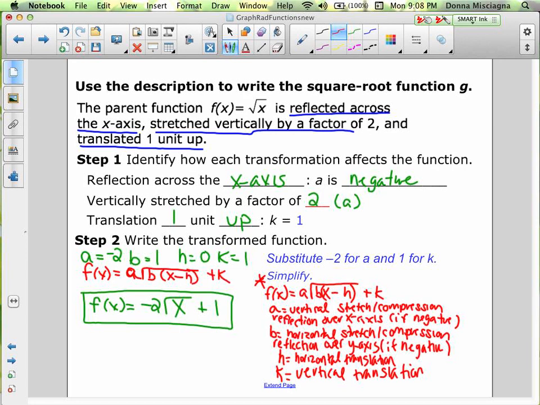All right, so the h already was 0, so I didn't really need an x minus 0. And the b was 1. I really don't need 1 times x minus 0. But we do need the a and the k. All right? And there's our equation. And if you have any trouble, you can let me know in class. Let's do another one.